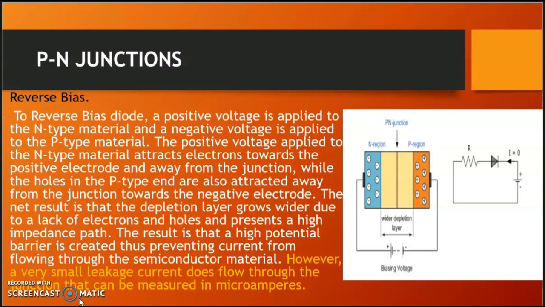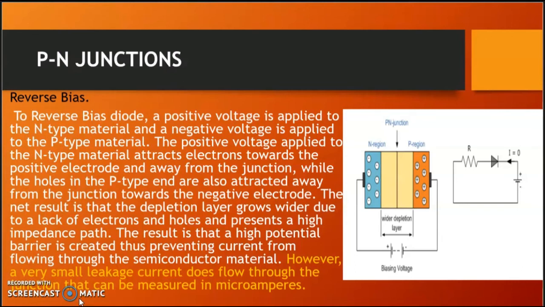So because they are attracting and they have opposite charges, they will cancel out, and the net result is that it will widen the depletion layer because all these charges are moving away from the depletion layer to the voltage source. So for this reason, it widens the depletion layer. That is, it is causing high impedance. It's causing high voltage resistivity.